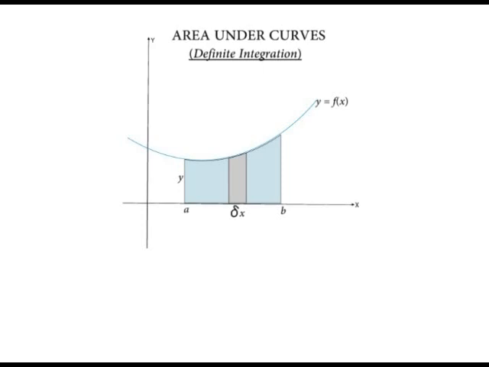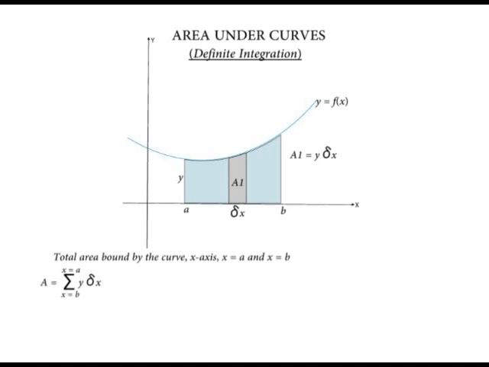Now, for a very small value of delta x, the trapezium can be approximately a rectangle with the same width, delta x, and height as the y coordinate. Therefore, the area of such a rectangle will be y times delta x. The total area bound by the curve from the line x is equal to a to x is equal to b is therefore the total sum of the areas of these small rectangles, each of area y delta x. Therefore, the total area is equal to summation of y delta x from x is equal to a to x is equal to b.